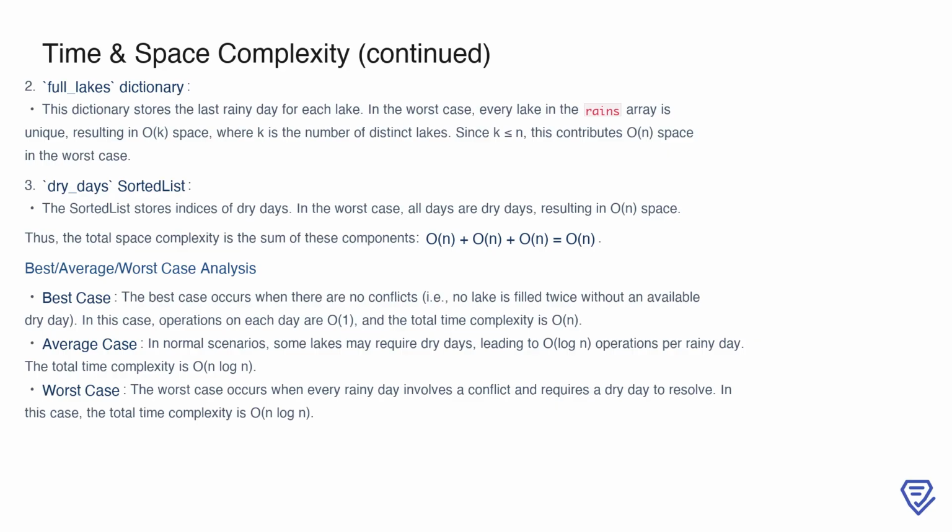Finally, we can evaluate the best, average, and worst case scenarios. In the best case, no lake fills twice without an available dry day, so operations on each day are O(1), yielding a total time complexity of O(n). In average cases, some lakes require dry days, leading to O(log n) operations per rainy day, making the total complexity O(n log n). The worst case occurs when every rainy day triggers a conflict, requiring dry day resolution for each, resulting in O(n log n) complexity as well.